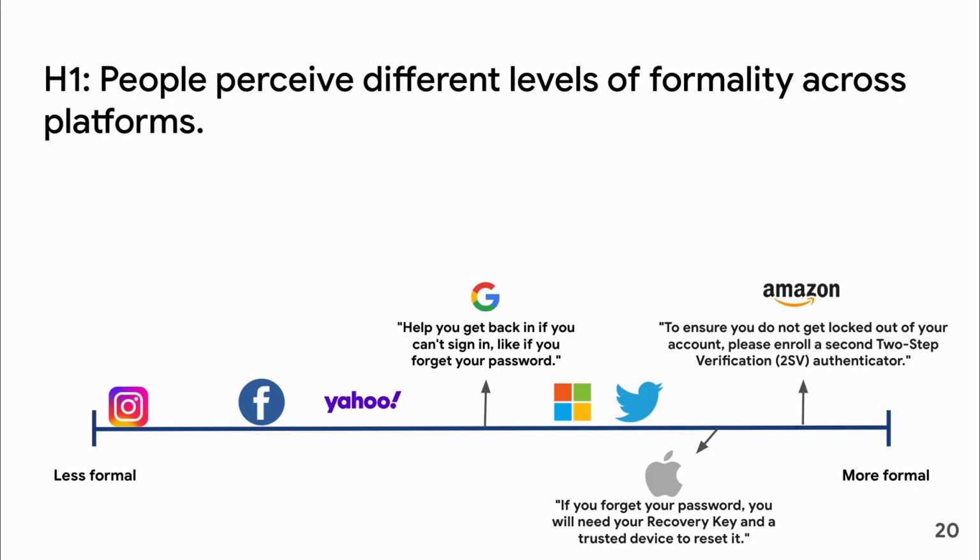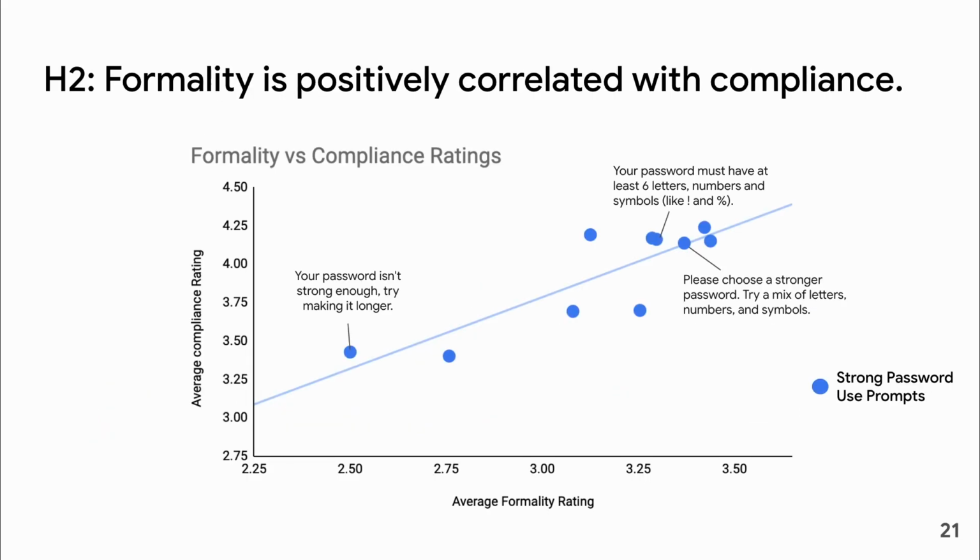Here we can see a chart representing the formality of various platforms, as well as some examples of how Google, Apple, and Amazon convey similar prompts with various levels of formality. In our second model, we find that formality has a significant positive effect on intent and compliance. To illustrate, consider the chart of prompts suggesting stronger password use. While this chart only shows strong password prompts for clarity purposes, this trend is similar for other prompt types seen in our study. Again, we have some examples of different prompts at various levels of formality.